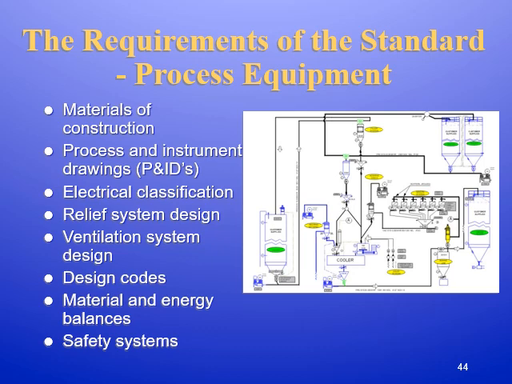Other things you need to know: you have a process and instrumentation diagram, materials of construction of various boilers, other tanks, electrical classification, relief system design, ventilation system design codes, material and energy balances, which chemical engineers are really good at. Hopefully you're going to have these before you even think about a process safety management plan. And then safety systems, what systems are in place.